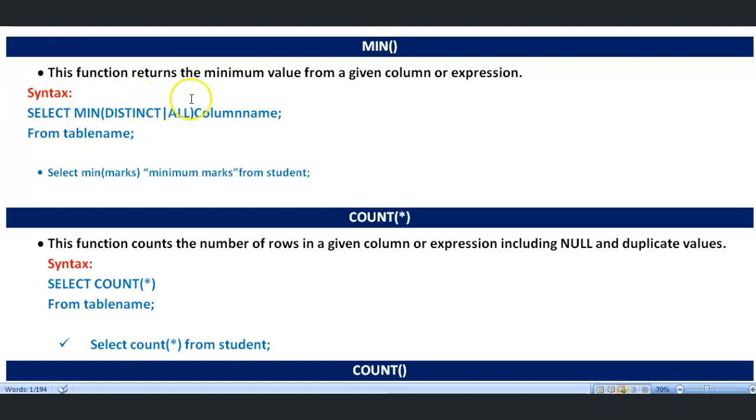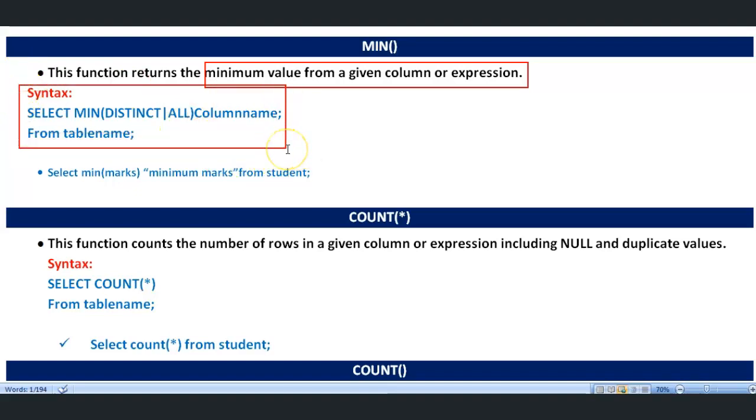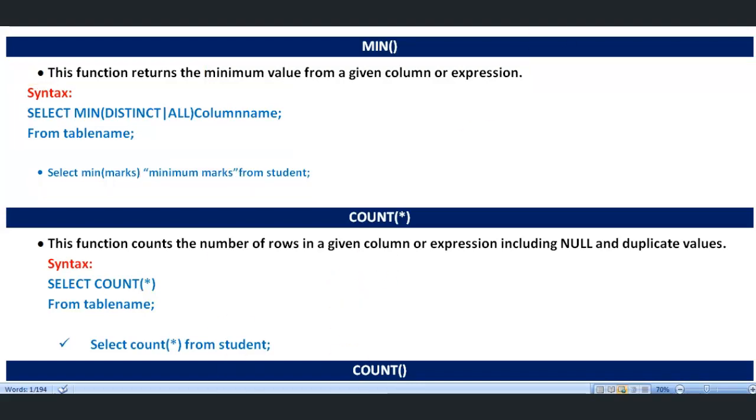This min function is returning the minimum value of a given column or an expression. So min is representing the minimum value. The syntax is select minimum column name from table name, and the example is select minimum of marks from student. So what is this? This is just writing in quotes. This minimum marks will be displayed in your output screen. Okay, I will type it here and I will show you.